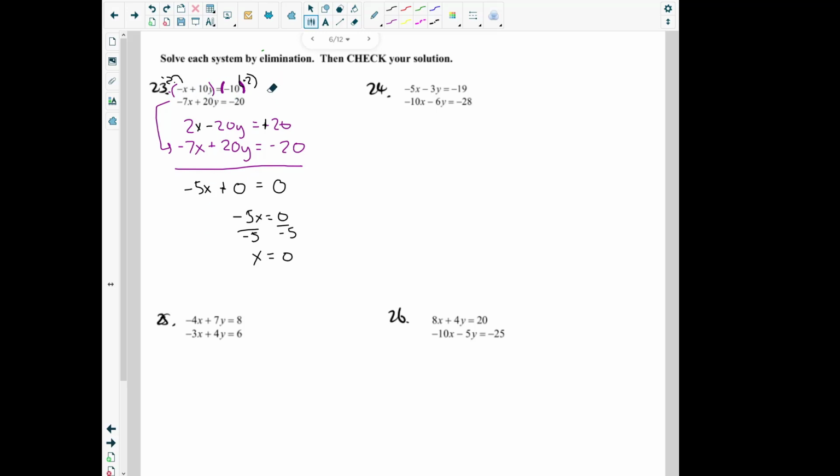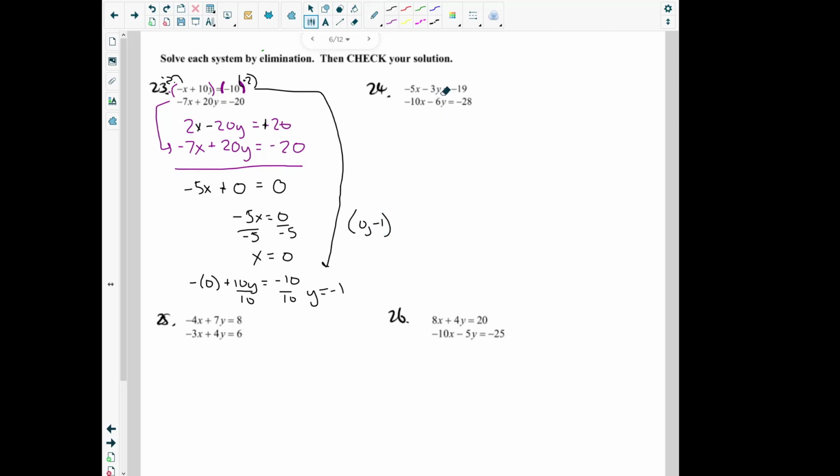So I'm going to take the top equation, and I'm going to put 0 in for x. So I'm going to get negative 0 plus 10y equals negative 10. Of course, 0 doesn't matter, so I'm just going to divide by 10 on both sides, and I'm going to get y equals negative 1. So the final answer is 0, comma, negative 1.